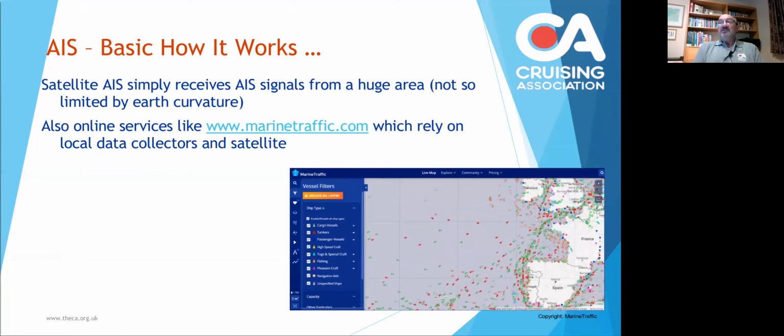So lastly, in terms of the transmission, I want to talk about satellite AIS. Now, I mentioned that AIS goes out on VHF, and VHF has, by its nature, a limited range, typically to the horizon. Satellite AIS is actually still picking up those same VHF AIS signals, but from a huge area. So these are low orbit satellites that are picking up AIS signals.